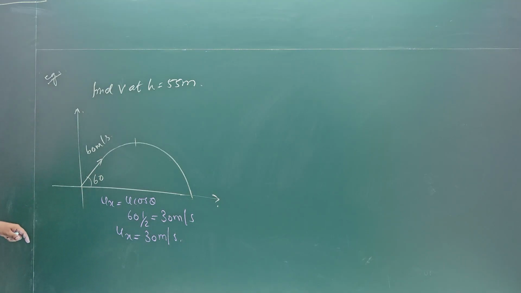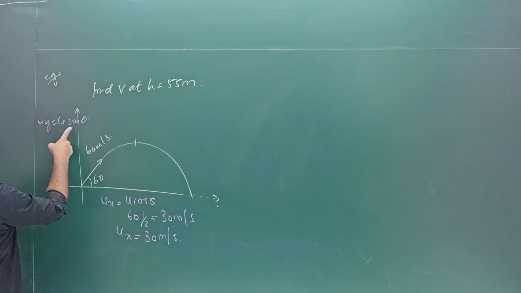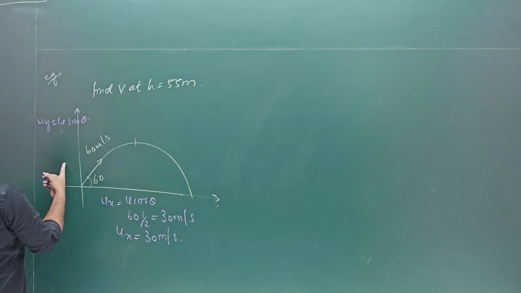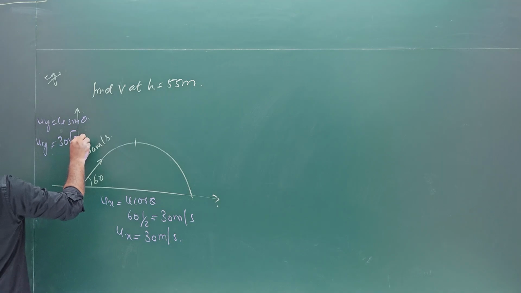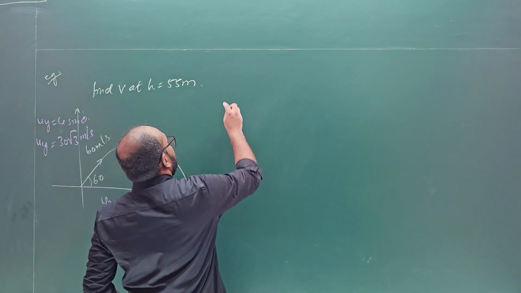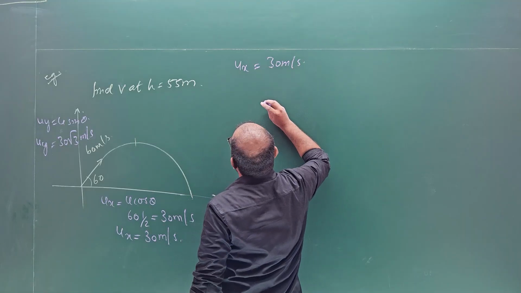Similarly, calculating over here, Uy is equal to U sin theta, and this is 60 degrees, that is root 3 by 2, so 30 root 3. So Uy is equal to 30 root 3 meter per second. Okay, these are the two values we got. Now Ux is Ux only, so Ux is unchanged, that is 30 meter per second, but Uy changes.